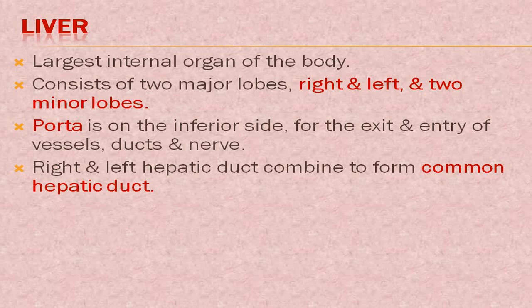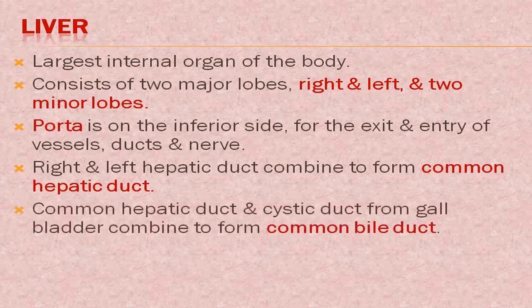Liver consists of two lobes, and from these two lobes, two ducts arise: right hepatic duct from the right lobe and left hepatic duct from the left lobe, and both hepatic ducts combine to form common hepatic duct. This common hepatic duct then combines with a duct which arises from gallbladder, which is called cystic duct. So cystic duct and common hepatic duct combine with each other and form common bile duct.